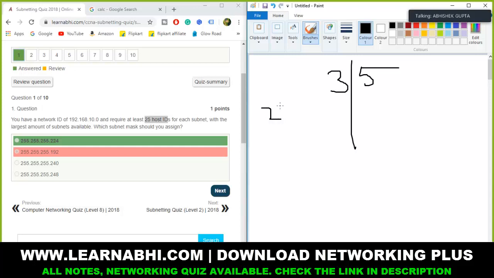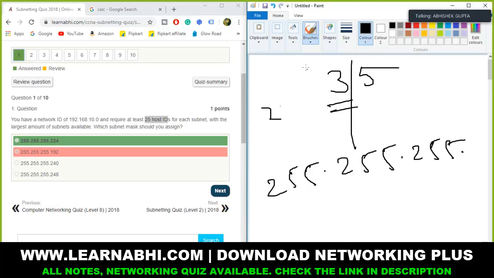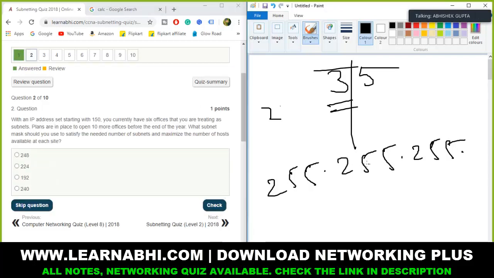So 255.255.255, and in the last octet 3 bits are reserved for the network. So if you calculate the value of these 3 network bits, you will get 224. This is the correct answer. Okay, next.